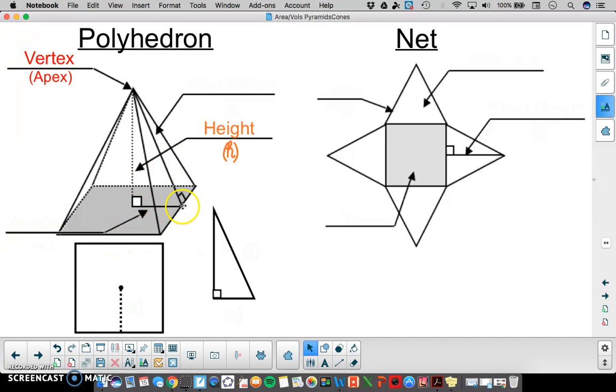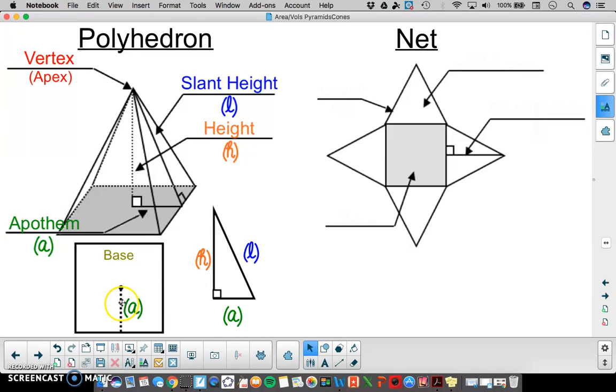From the center of the base to the side, that's our apothem. Then connecting that height triangle from the apex to the middle of the base edge is the slant height. So again, we have that right triangle with our height being that vertical leg, the apothem being that horizontal leg, and then that slant height being the hypotenuse. Then when we draw our base shape, we also have the apothem illustrated in that. So we can use this to help us find area.